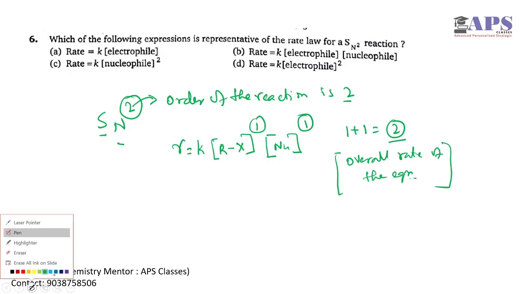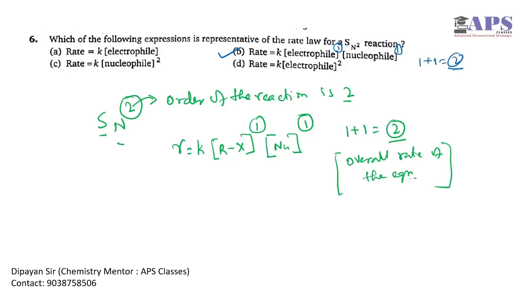Okay. So we want 1 over electrophile, 1 over nucleophile, and option B is the correct one. So here we have 1, here we have 1. So this 1 plus 1 is going to be 2, which indicates the SN2 reaction. Both the concentration of electrophile and nucleophile are involved in the RDS. Okay. So option B is the correct one.